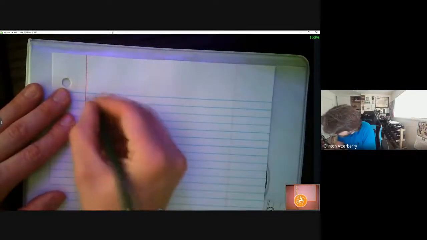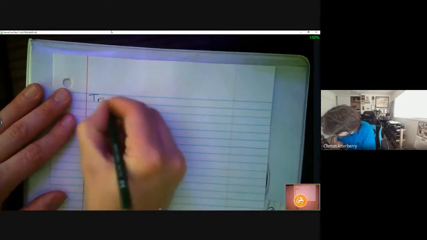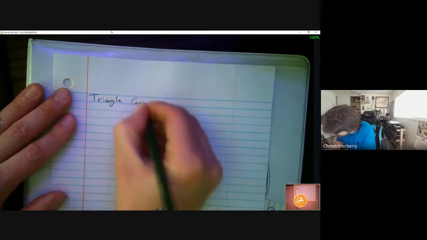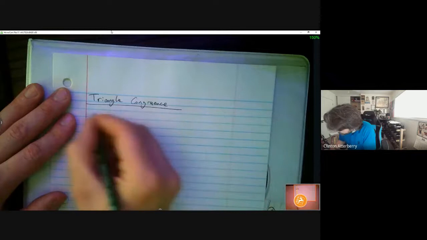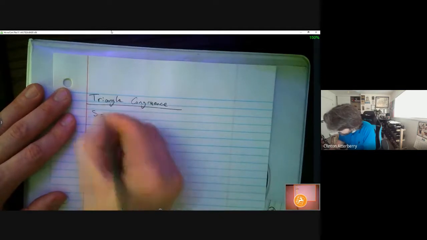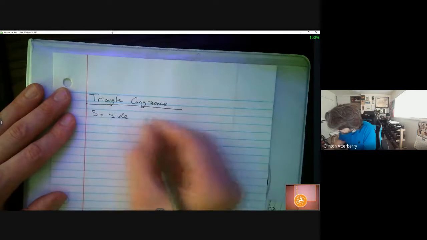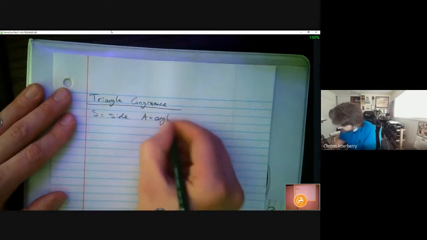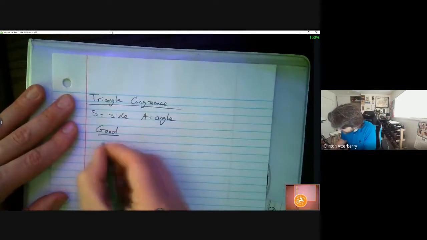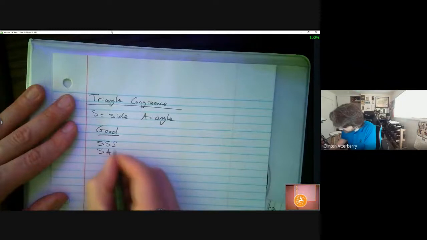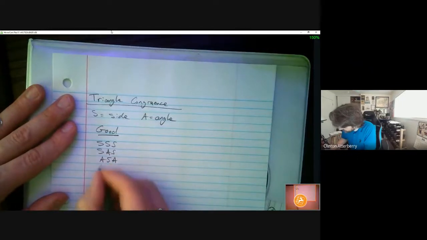Side, side, side, side, angle, side, angle, side, angle, angle, angle, side. Okay. So this is the triangle congruence. Okay. Now, I'm going to go ahead and make a little key here and say S is equal to side. A is equal to angle. Okay. So these ones are good. And that is side, side, side, side, angle, side, angle, side, angle, angle, angle, side.